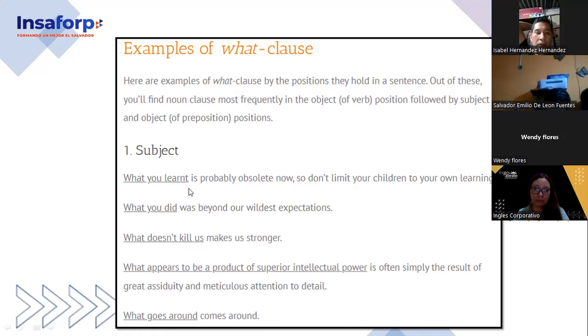Okay. Number 1, subject. What you learn is probably obsolete now. So don't limit your children to your own learning. What you did was beyond our wildest expectation. And what doesn't kill us makes us stronger. Thank you. And number 3.